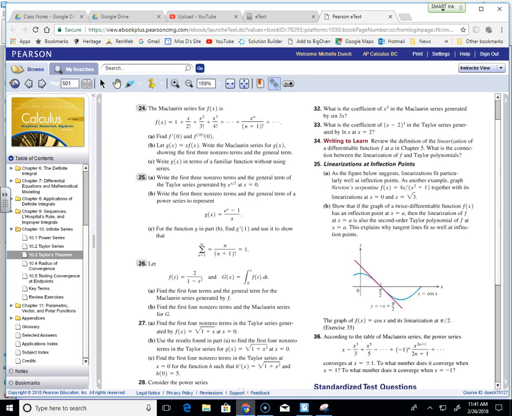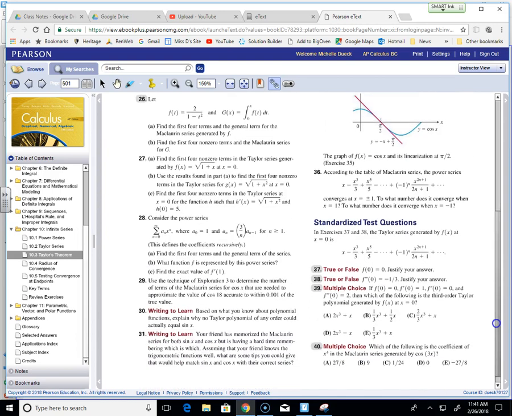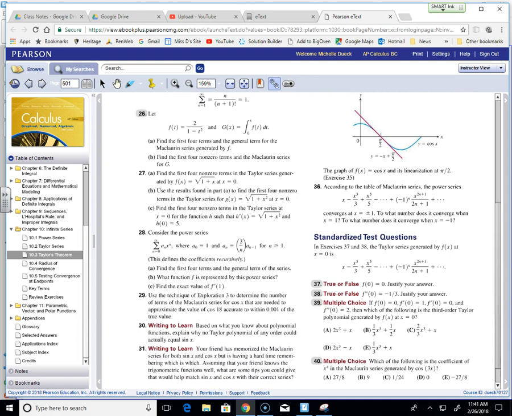Number 26 gives us 2 over 1 minus t squared. So it gives us what looks like a geometric series, kind of, right? a over 1 minus r. And it gives us its antiderivative, or its accumulator function, from 0 to x of that function at the dt. Letter A says find the first 4 terms and the general term for the Maclaurin series generated by f. Now, hold on, wait. We can fit this into a pattern, right? Isn't it like 1 over 1 minus x?